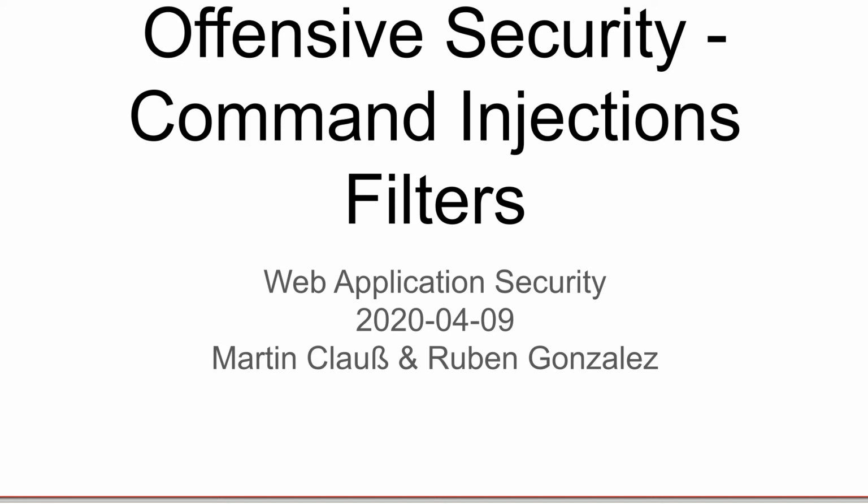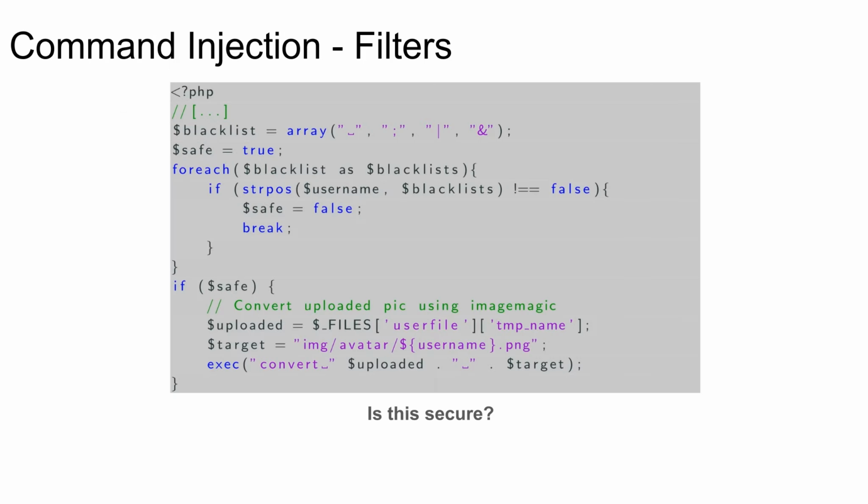Okay, so a quick word about filters. If you're an application developer and you just want to use command line utilities in your program, and there will be user input at some point, as we've seen, in principle there's always user input somewhere, your first choice might be to include a filter to write a blacklist of what's not allowed to be used.